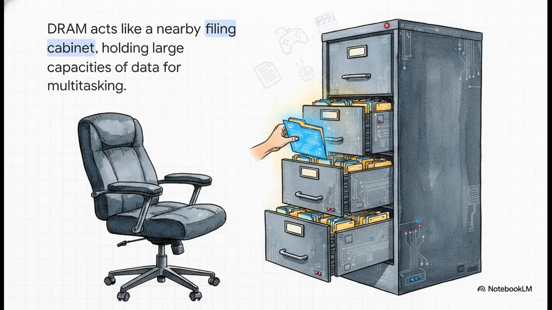When you're looking at computer specs at the store and it says a laptop has 16 gigabytes of RAM or 32 gigabytes of RAM, they're talking about DRAM. It does the absolute heavy lifting of holding all your open applications and background processes. Now, it takes a tiny fraction of a second longer to access than SRAM, just like turning your chair takes a second, but it gives you the massive capacity you need to multitask without everything crashing.